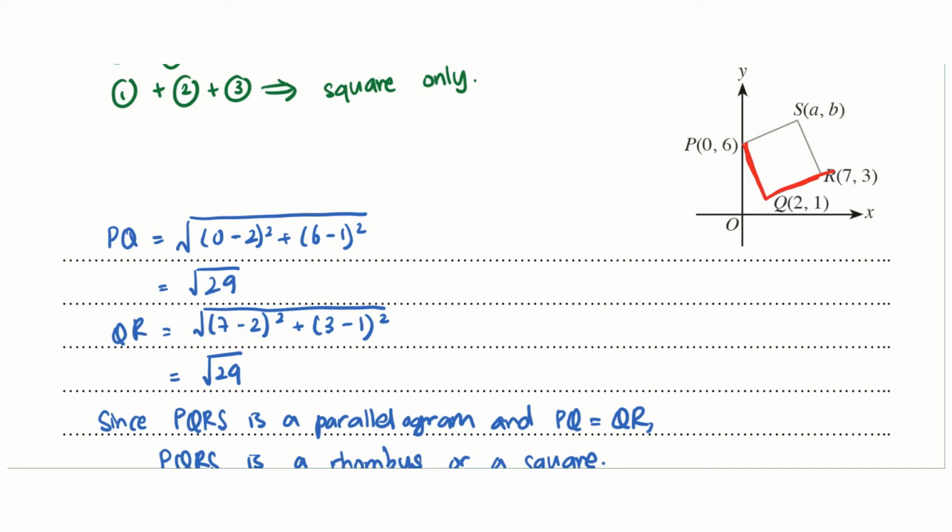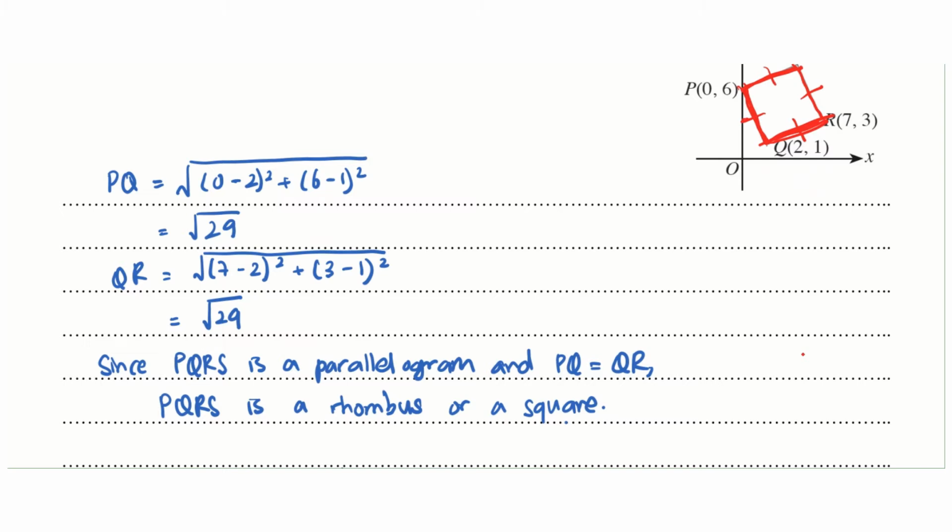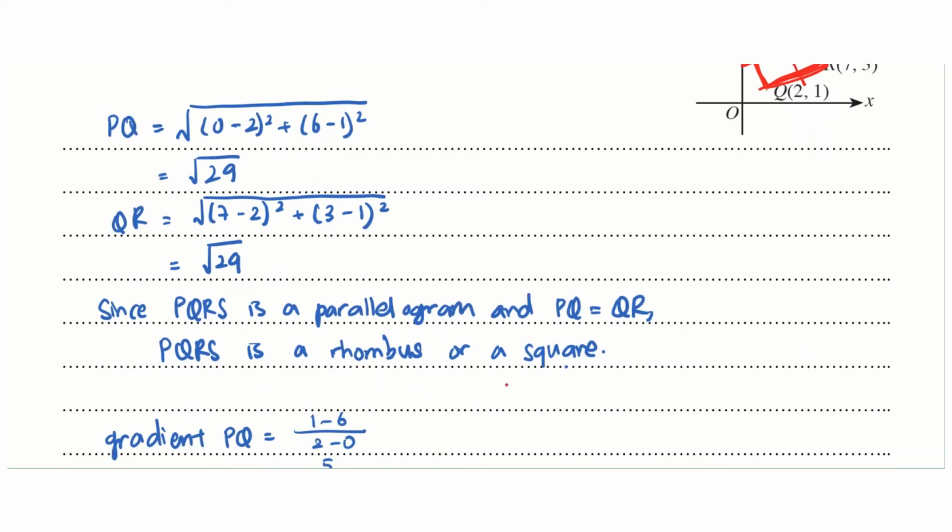Because PQRS is a parallelogram, finding PQ is equivalent to finding SR, and finding QR is equivalent to finding PS. Now because PQ and QR are equal in length, every single side of this figure is equal in length. So we can say that PQRS is a rhombus, otherwise a square. These are the two options, so we need to narrow it down further.